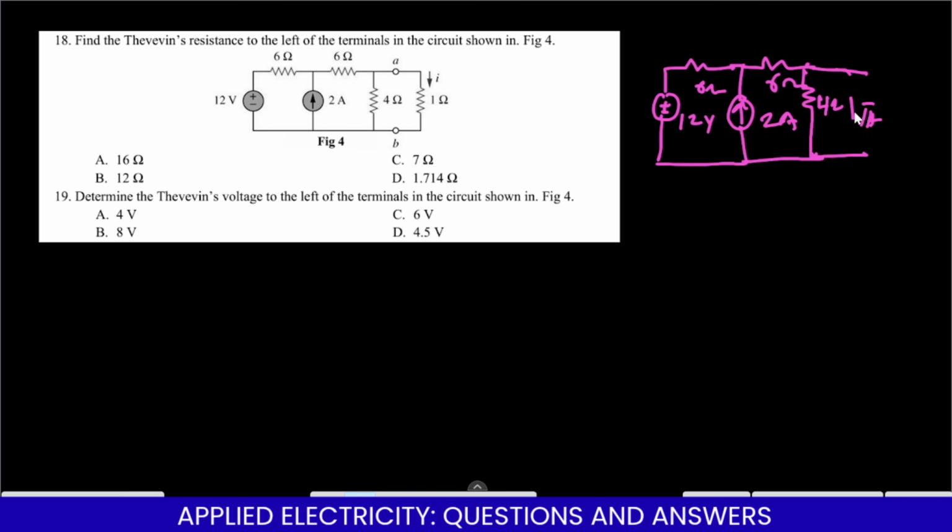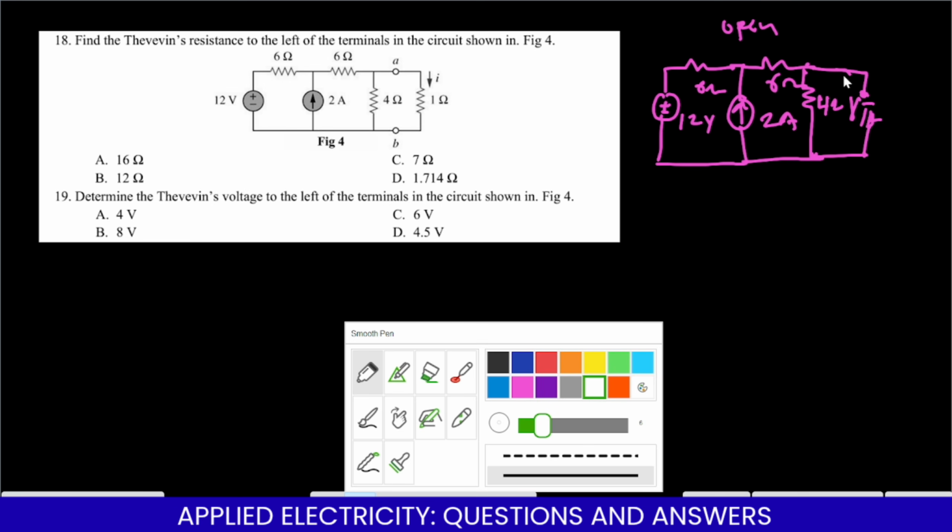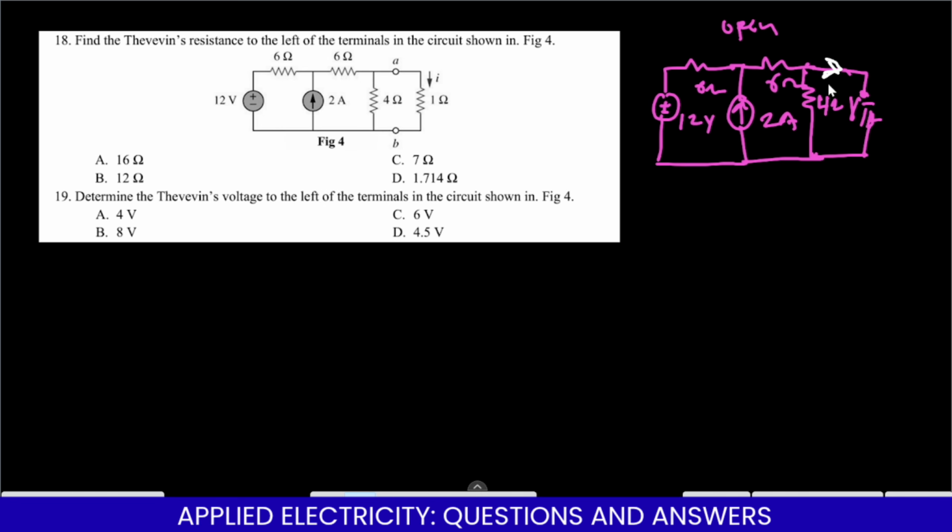So we put the VTH here, and the Thevenin voltage is the same as the open circuit voltage. And anytime we are open circuit, it means that there will not be any current flowing through that particular side, so zero current, and we get a total voltage. Since this side and the other side are parallel, the voltage here is the same as the voltage here. So what we are going to look for is the voltage coming to the 4 ohms, and that will be the same voltage here.